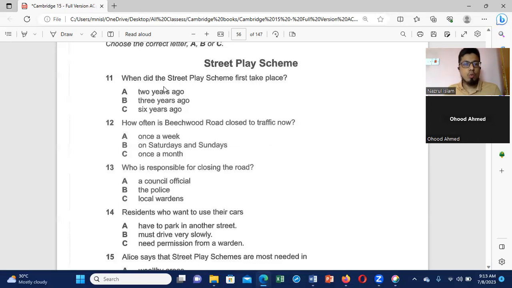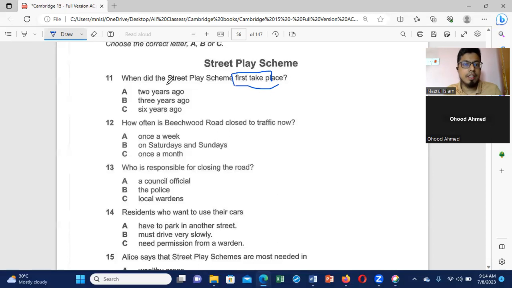All right? So what will we do? When did the street play scheme first take place? They are talking about the time. But what? Street play scheme first. Just see here, first take place. Remember, they may mention all three options, 2, 3, 6. Your job is not only hearing the answer. Your job is to understand when he's talking about the first take place.